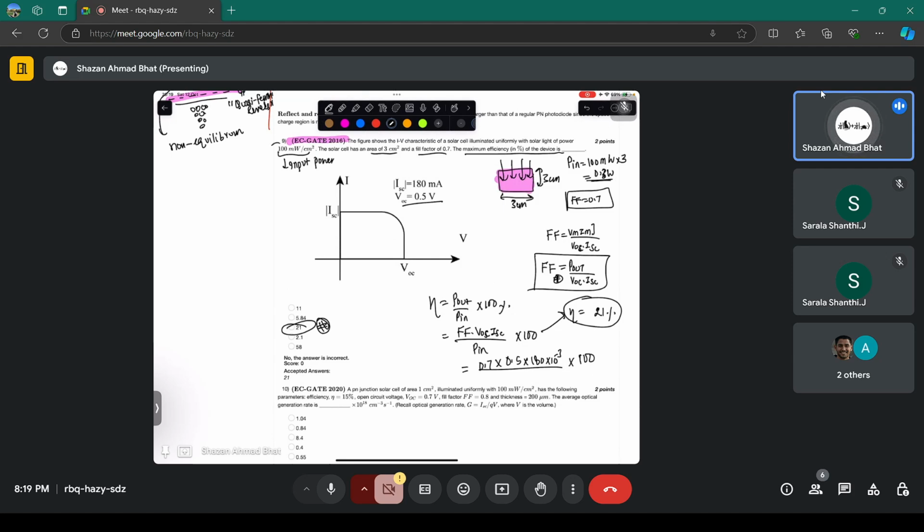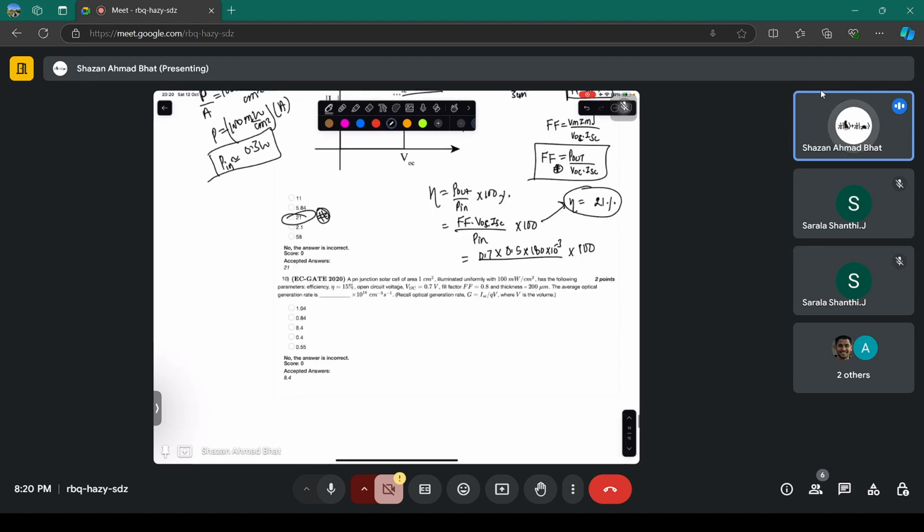Because this is not the input power. This is power per unit area, 100 milliwatts per centimeter square. So the power will be 100 milliwatts per centimeter square multiplied with the area. So you will get approximately 0.3 watts, which is the input power. Now this input power, 0.3 watts, has to be used here. So this is going to give you 21% efficiency. This is the exact answer of this question.